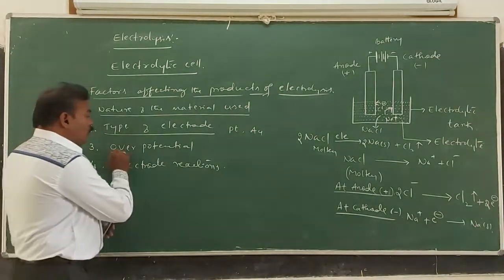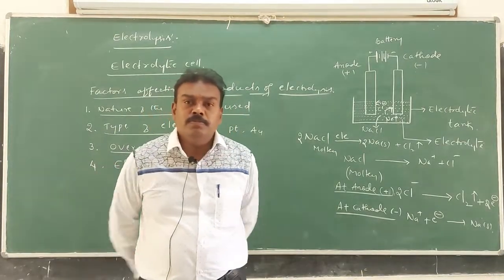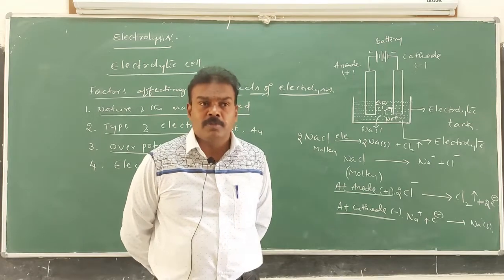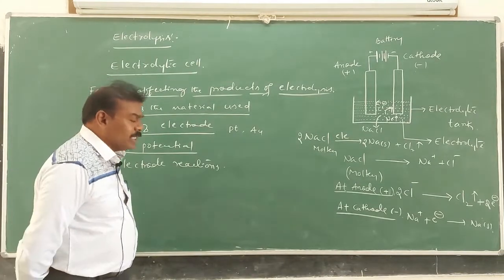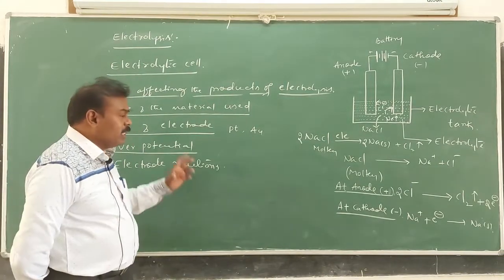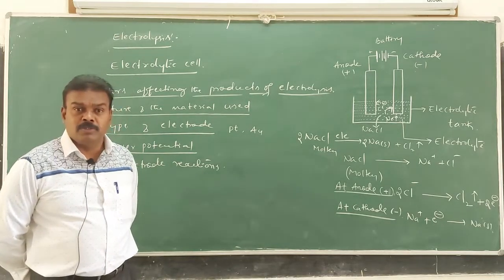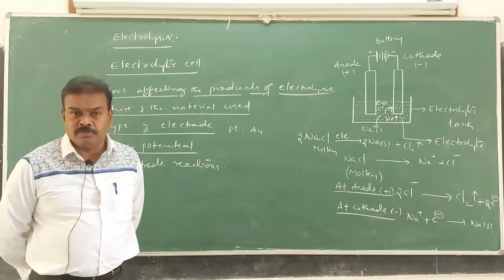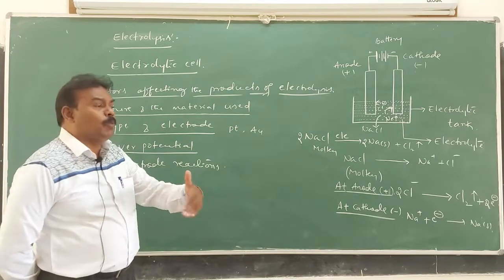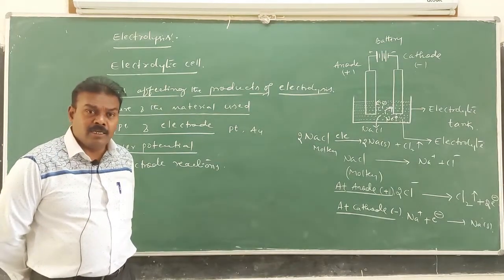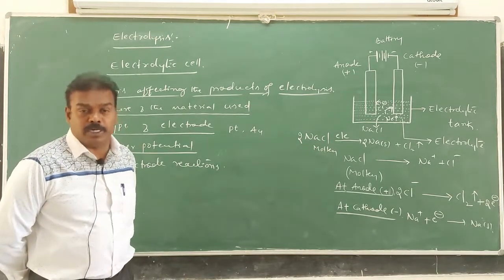And the next one, over potential. What is this over potential? It is a very important term. Over potential is nothing but over voltage also. Some thermodynamically feasible processes do not take place because they are very slow. They require some extra potential than the theoretical value of their electrode potential.